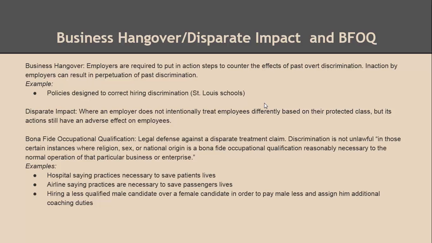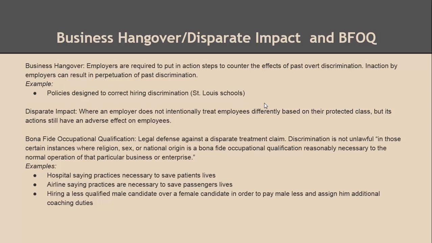When we're talking about the business hangover and disparate impact, what the business hangover says is that businesses have an obligation to put in practice systems that counter the effects of overt past discrimination. It also calls employers to recognize that inaction can result in the perpetuation of past discrimination.